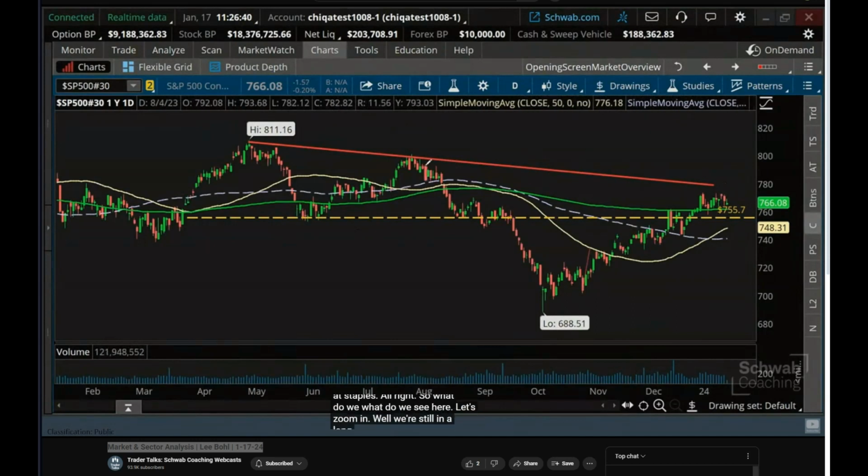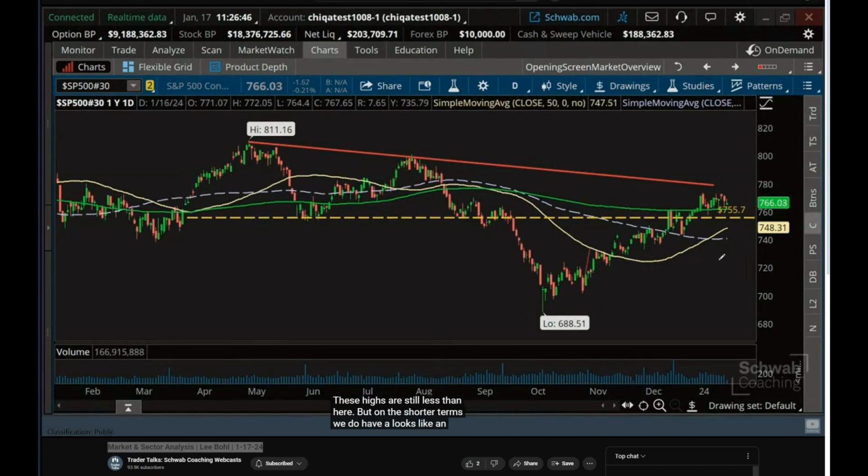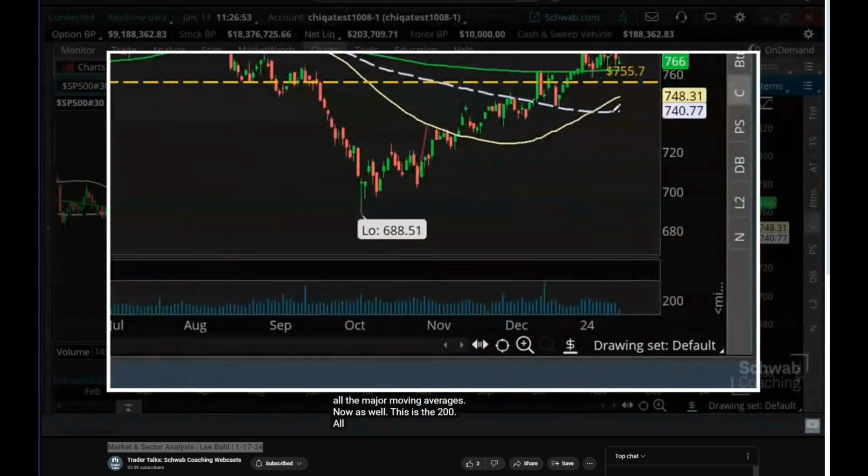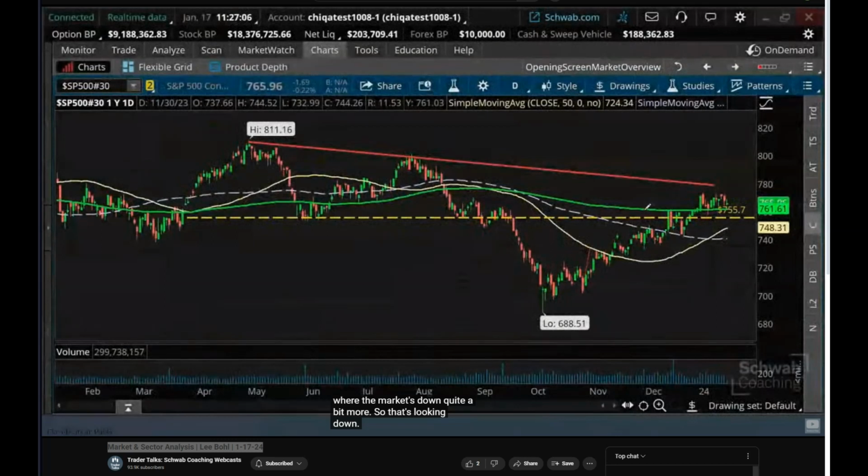All right. So what do we see here? Let's zoom in. Well, we're still in a longer term downtrend, right? These highs are still less than here. But on the shorter term, we do have what looks like an uptrend going here. We're above all the major moving averages now as well. This is the 200, all right? This is the 50. This one is the 100. So we're above there. And we are actually only down a little bit today where the market's down quite a bit more. So that's looking much better for some technical traders.